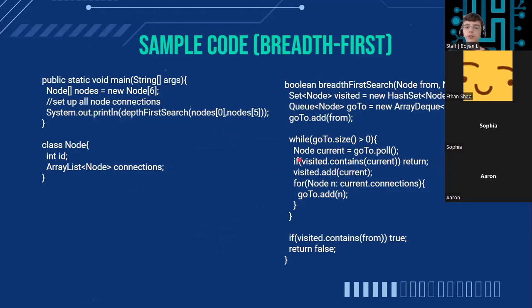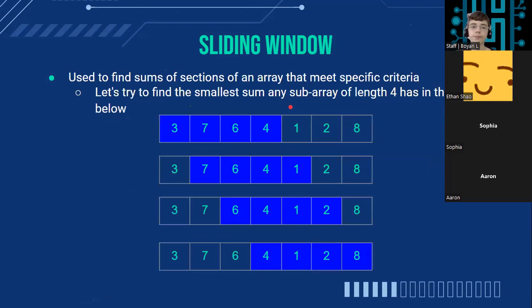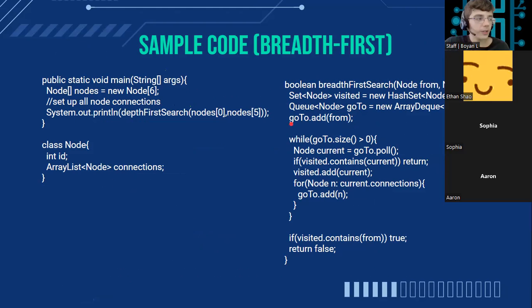So in breadth-first search, we just use a queue so that we're always going to the most recent nodes, or the nodes with the fewest branches away from us first. So any questions about graphs?